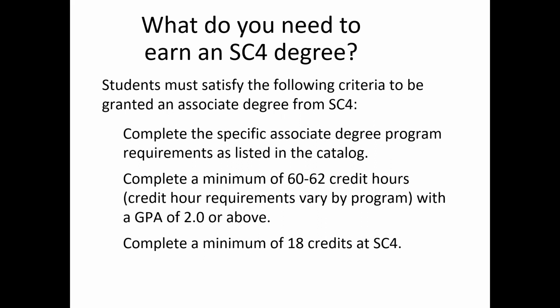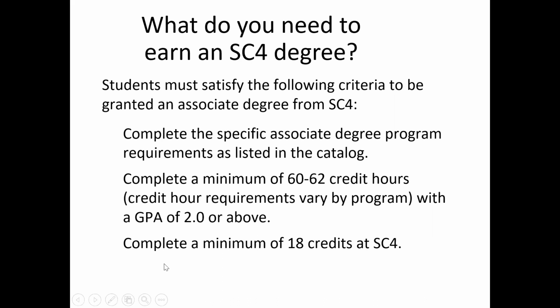All of that needs to be done and finished with a GPA of 2.0 or above. So you could get all of your credits, you could check off every requirement, but if your GPA is a 1.99, then you would have to take one more class or however many it takes for you to get that GPA above a 2.0 in order to graduate and get that associate degree.